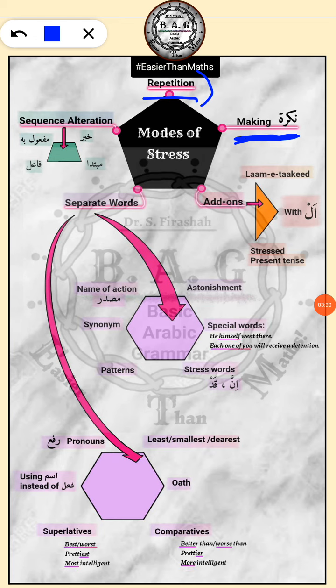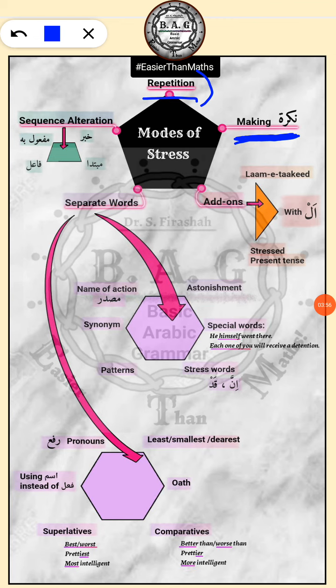So there's no need to worry as to when you are going to assume a particular ism as unstressed or stressed. You'll just know. At this moment, simply know that making an ism nakra is also a means of putting stress to that subject. And we will learn all of these with many examples, inshallah.